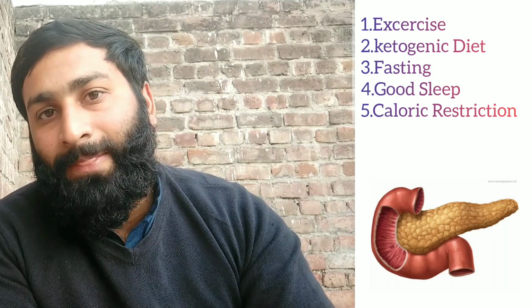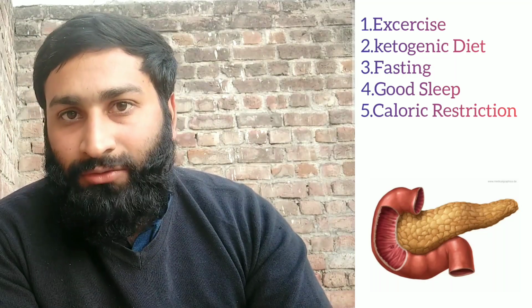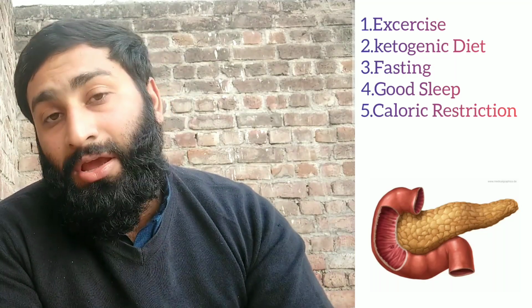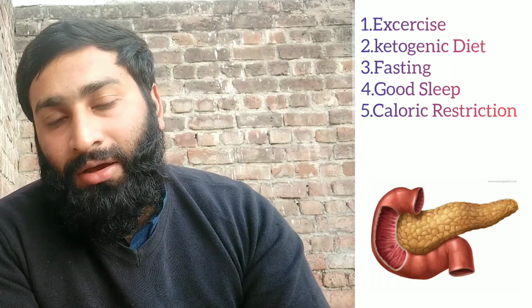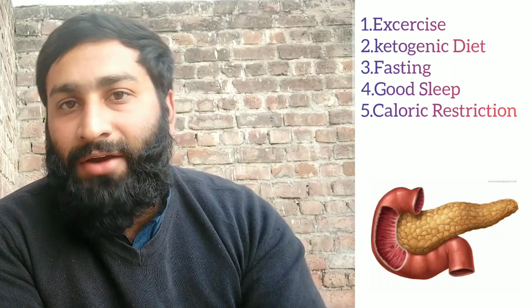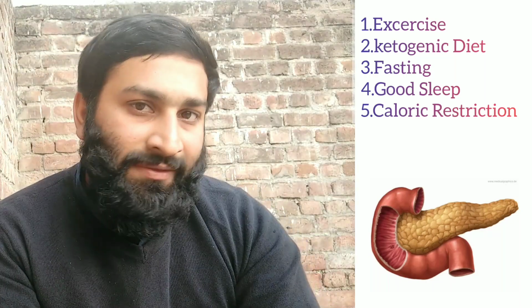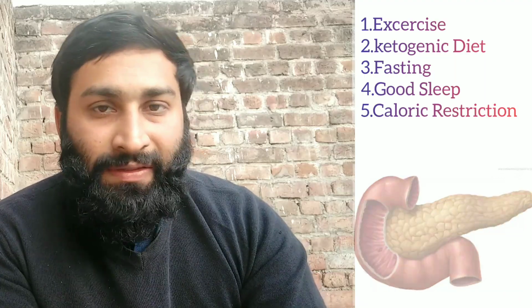Let's understand with bullet points. The important things are exercise, a ketogenic diet, stopping sugar with low carb, and fasting, which also improves the beta cells of the pancreas. Caloric restriction will also increase the beta cells of the pancreas. Exercise and many other things help buffer the damage to the beta cells of the pancreas.